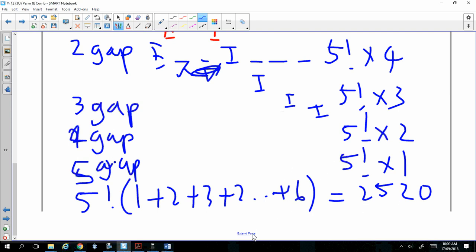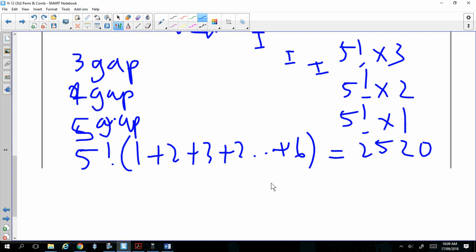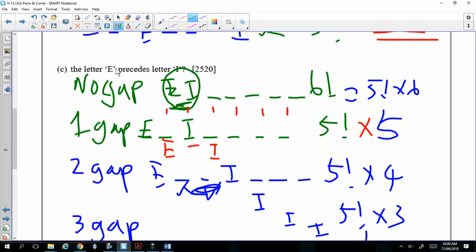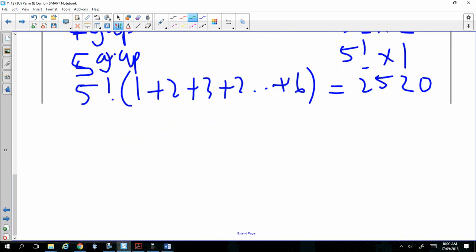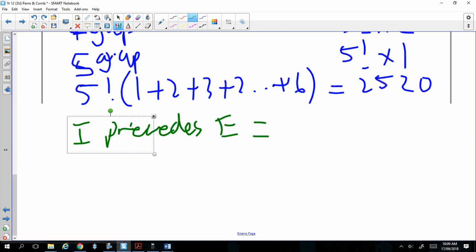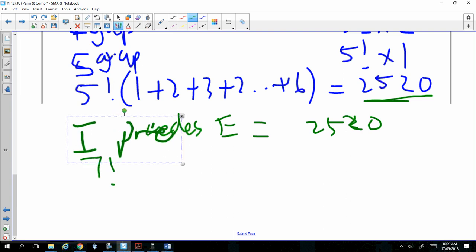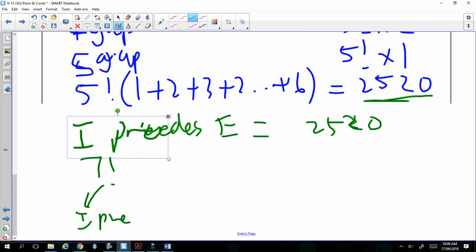So what does it mean? It means that the total number of ways is 7 factorial. And in all the total ways, it's either going to be I precedes E or E precedes I, isn't it? So if you do 7 factorial divided by 2, what would the answer be? 7 factorial divided by 2, you should get the answer 2520. So the next time you see that question, you just do it this way, method 2.